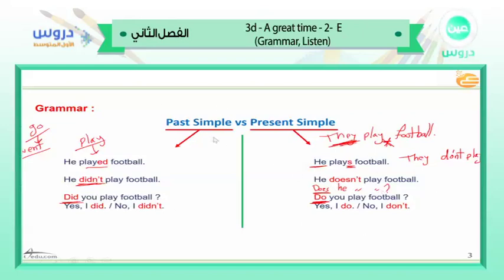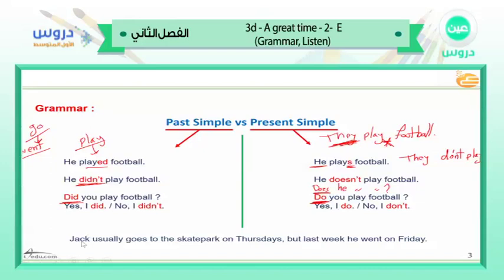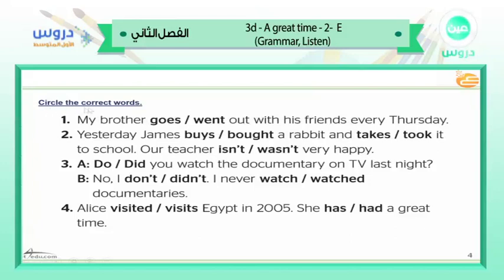So this is the difference between the past simple and the present simple. Let's take another example for both of them. Jack usually, that means every week, maybe every month, it happens all the time. Jack usually goes to the skate park on Thursdays. But last week he went, can you see this one? Go, went. Last week he went on Friday. Okay? Very nice.